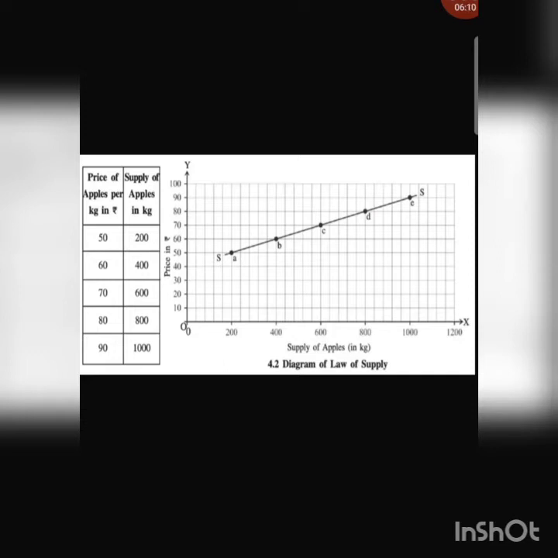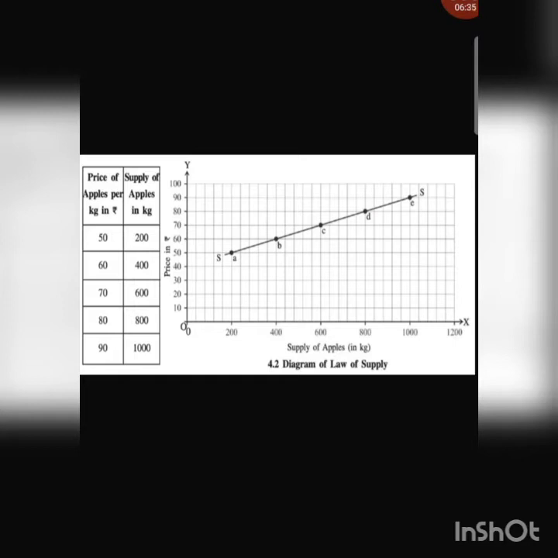So it is showing the willingness of a seller to sell apples at different prices. We have already seen that it becomes supply only when the seller has a desire, a willingness and a capacity to sell a product. So at various prices you can see the seller selling the apples.